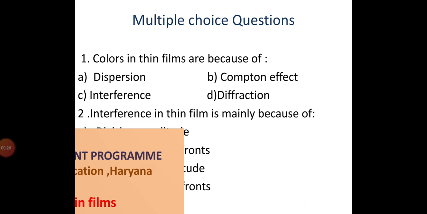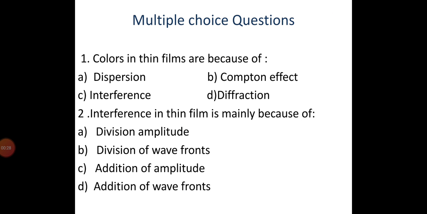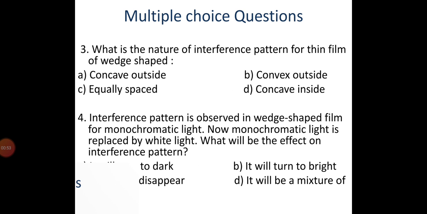Now here the first slide is about the test. The first question is, colors in thin films are because of which phenomena? First is dispersion, Compton effect, interference or diffraction. You choose the correct option. The next question is, interference in thin films is mainly because of division of amplitude, division of wavefront, addition of amplitude, addition of wavefront. So you choose the correct option and find out the right answer.